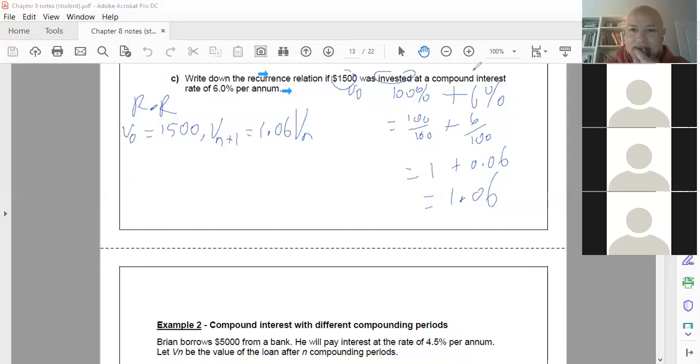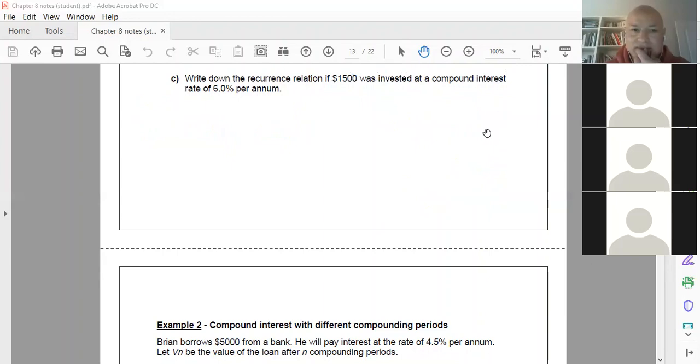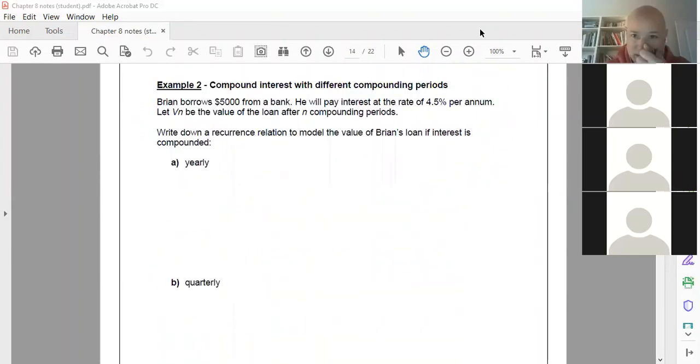Okay, so I'm just going to clear this now. Example 2. Compound interest with different compounding periods. Okay, well, let's have a look at this. It says Brian borrows $5,000 from a bank. Of course, that $5,000 is the V of 0. So let's write that down. I'll just write it there. We'll write it down better later.